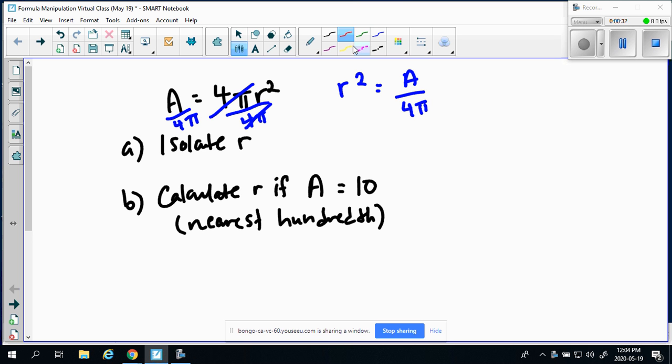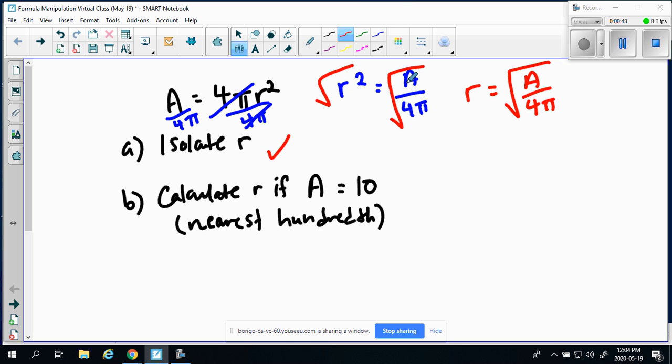But r is still not isolated because of the squared. So then you have to square root both sides, like so. So your final answer is r is equal to the square root of A over 4 pi. And that's your isolation. We did that.